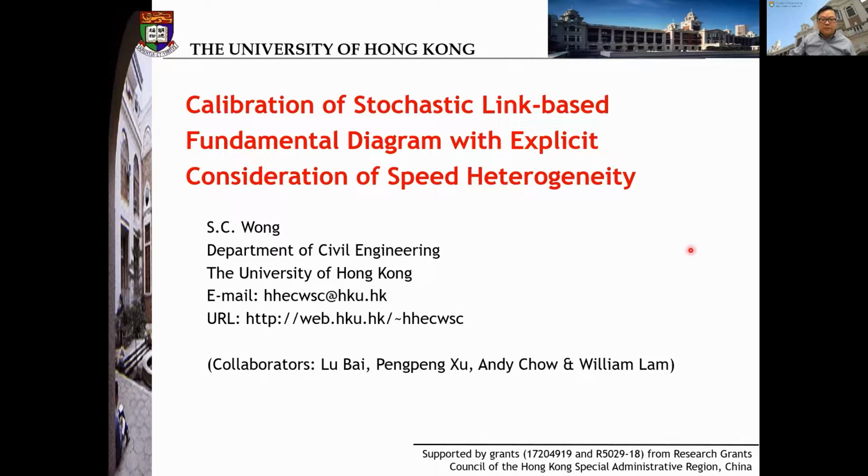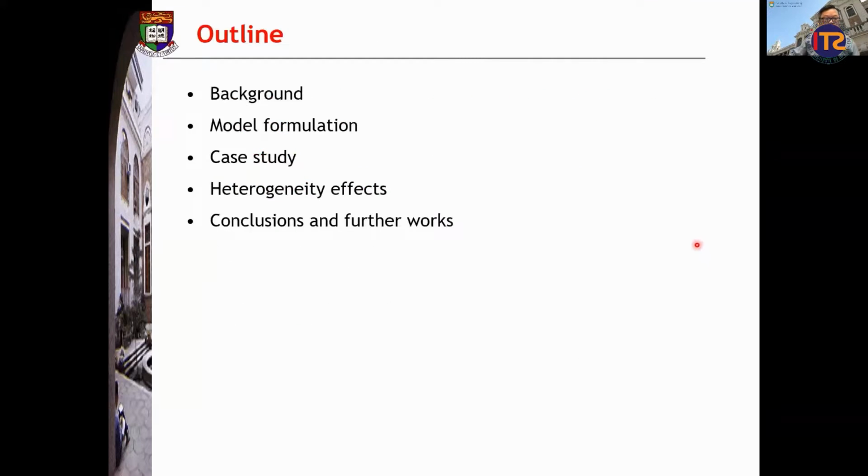Hi, everyone. Good afternoon. My great pleasure to present the paper here in this conference on calibration of stochastic link-based fundamental diagram with explicit consideration of speed heterogeneity. Here are some of the collaborators of this work. First, I will outline the presentation. I give the background and discuss the model formulation. Then I will give a case study to show how the model works, and also discuss the heterogeneity effects for the case studies, and finally the conclusions at the end.